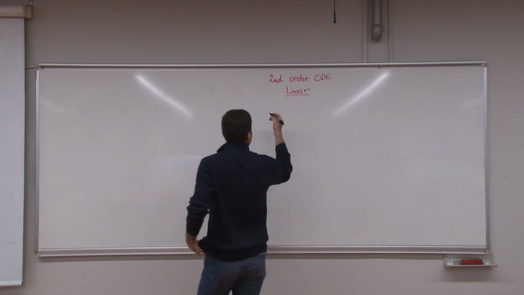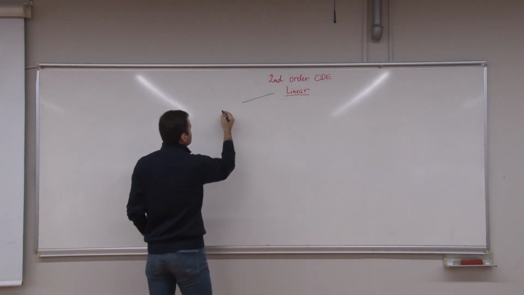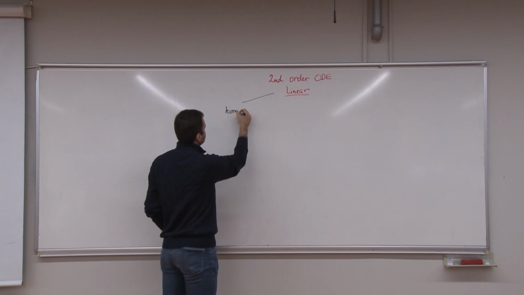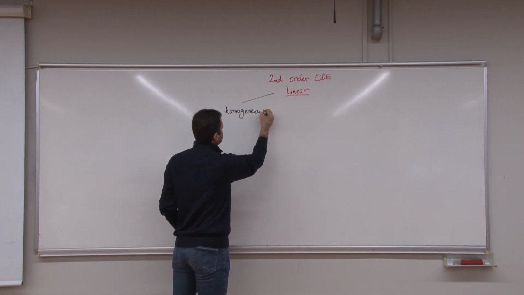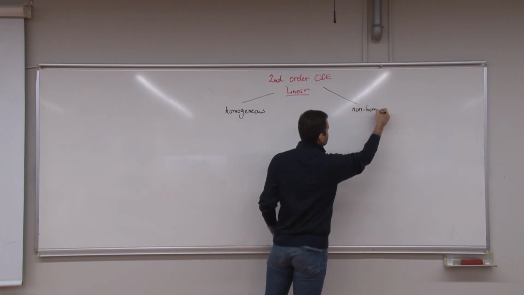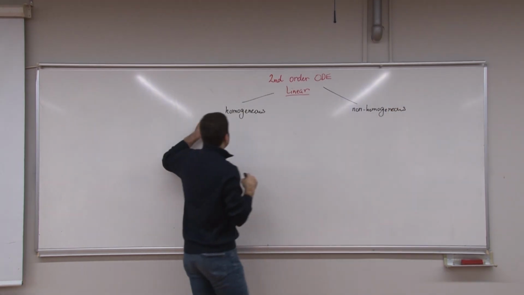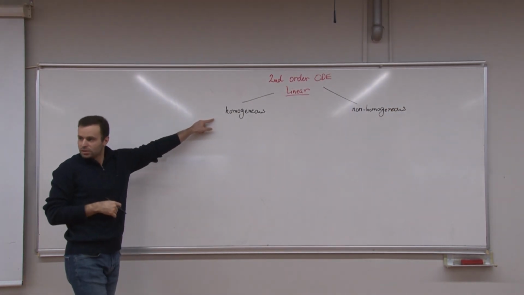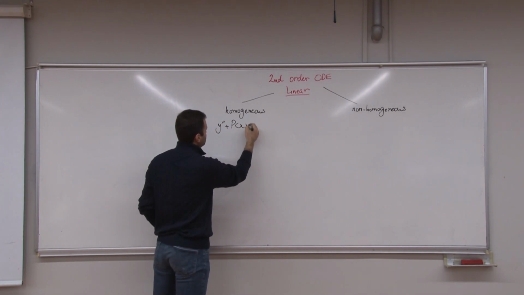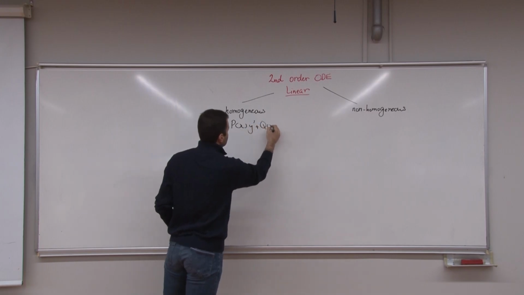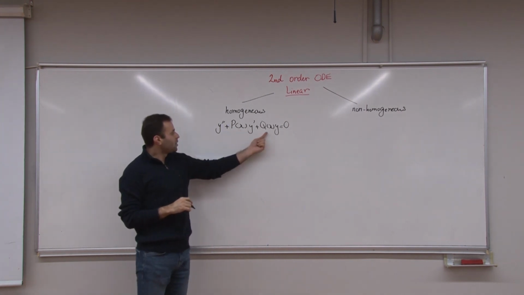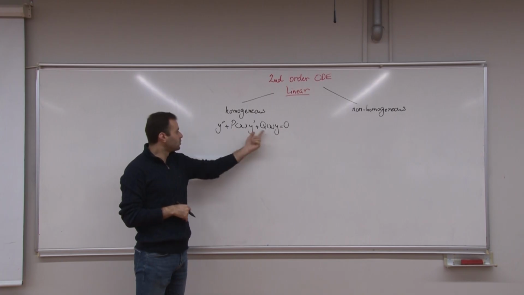If I want to complete this big picture for you, I must say that when we are talking about second order linear differential equations, we talk about homogeneous equations and non-homogeneous equations. The general form of a second order homogeneous equation is something like this: y double prime plus p(x) y prime plus q(x) y equal to 0. Here p of x and q of x are functions of x alone.